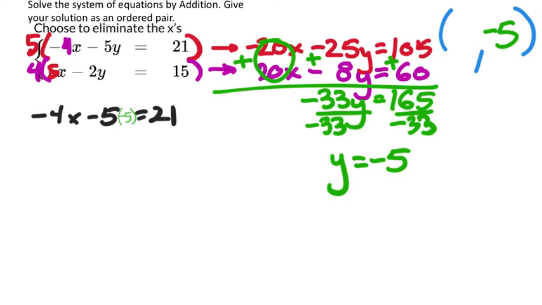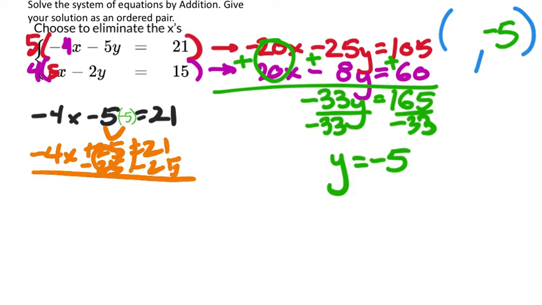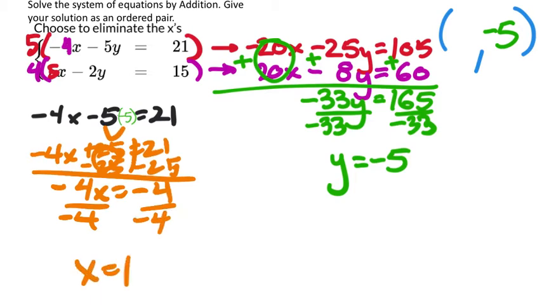And I'm just solving this equation now for x. Okay, so negative 5 times negative 5 is positive 25. So negative 4x plus 25 equals 21. Subtract 25 from both sides, and it's going to zero that out. Drop my negative 4x, which now equals 21 minus 25, which is negative 4. Divide both sides by the coefficient of negative 4, and I get x equals positive 1. So I end up with 1, negative 5.